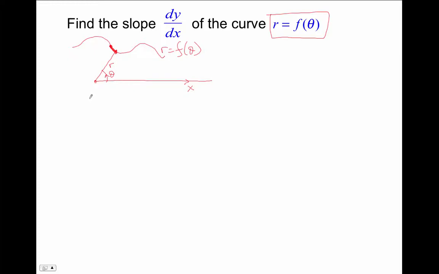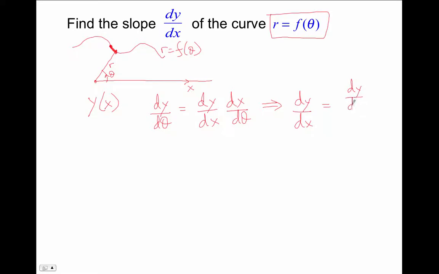Now, let's remember that y is a function of x, and x is a function of theta. As you change theta, both the x and the y change. Let's now ask how to differentiate y with respect to theta. Well, by the chain rule, this requires that we differentiate y with respect to x and x with respect to theta, which means from here we get dy by dx is dy by d theta divided by dx by d theta.